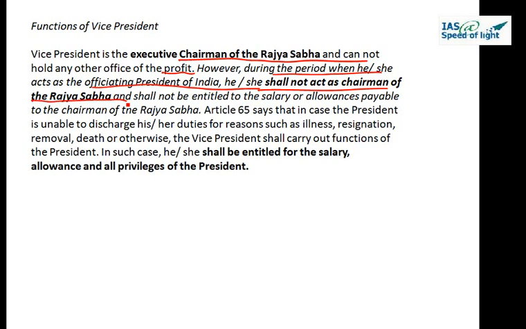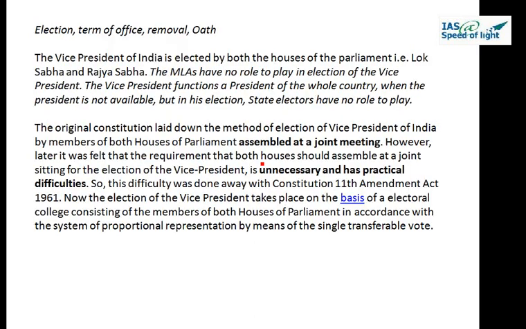Article number 65 says that in case the president is unable to discharge his or her duties for reasons such as illness, resignation, removal by impeachment, death or otherwise, the vice president will carry out the functions of the president, and in these circumstances he or she shall be entitled to the salary and allowances and all privileges which are extended to the president. Election, term of office, removal and oath.